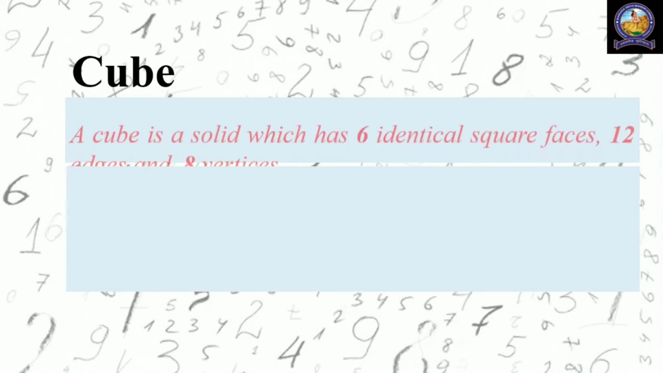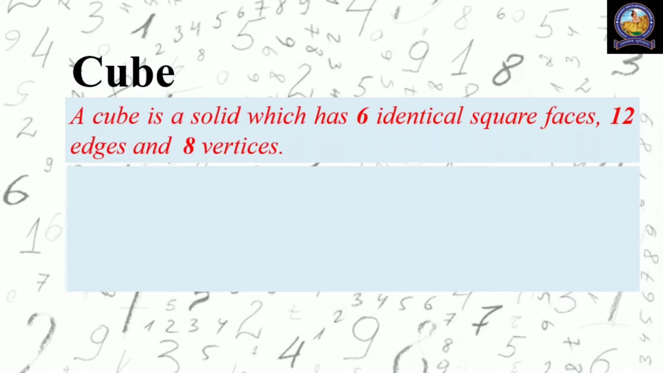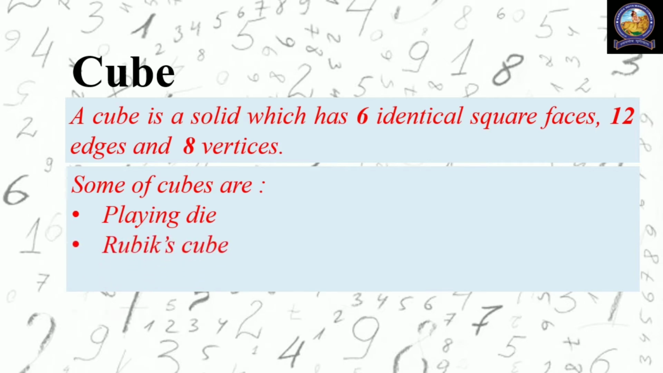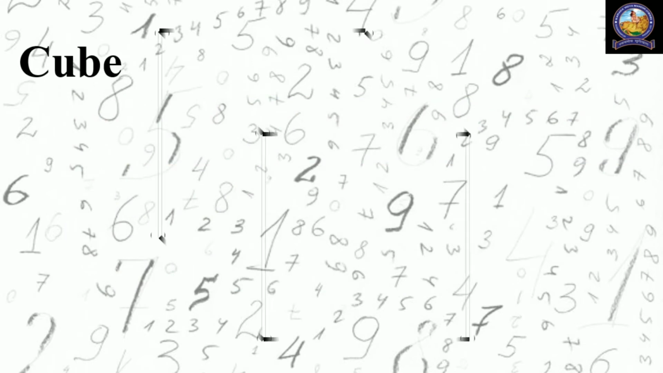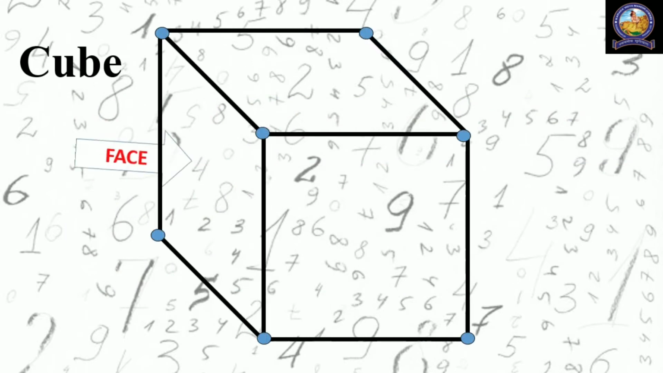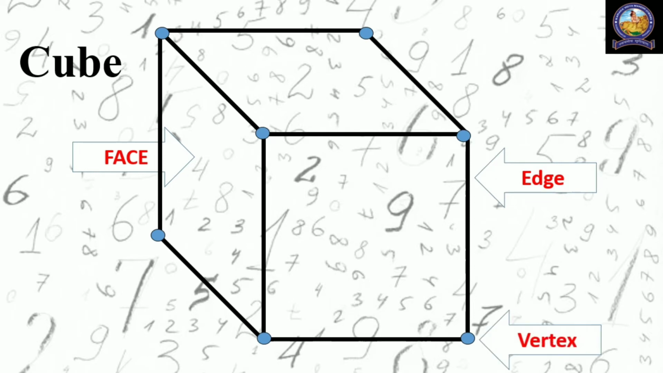Now, cube. A cube is a solid which has 6 identical square faces, 12 edges and 8 vertices. Some examples of cubes are playing die, Rubik's cube, ice cube, etc. Here is a diagram for a cube. This is the face, that is an edge, and this is a vertex.